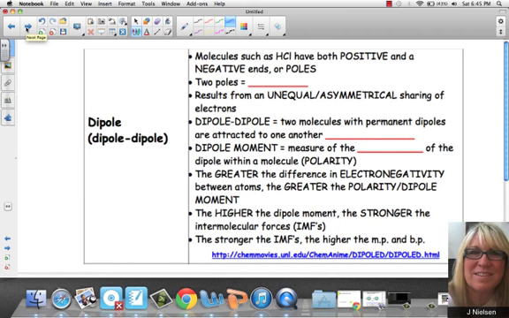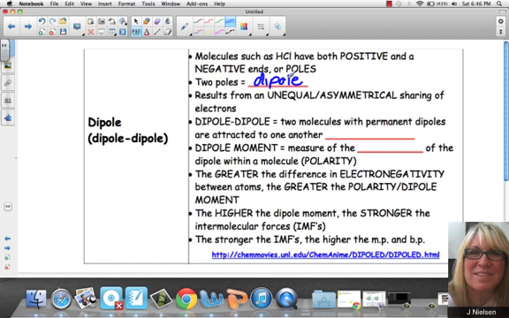Molecules such as HCl have both a positive and a negative end, or poles, and two poles equal a dipole, because di means two. This results from an unequal sharing of electrons, and the shape is usually asymmetrical, meaning you cannot fold it in half and have a mirror image of the molecule.